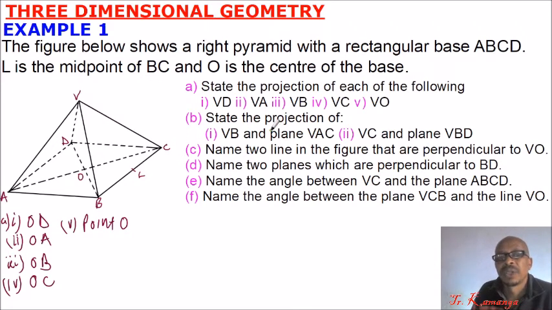Part B of the question, state the projection of VB. Where is our VB? This is our VB on the plane VAC. So part B of the question, we are told state the projection of VB on the plane VAC. So if you drop this line, where will it fall onto? We can demonstrate that by drawing a line there.